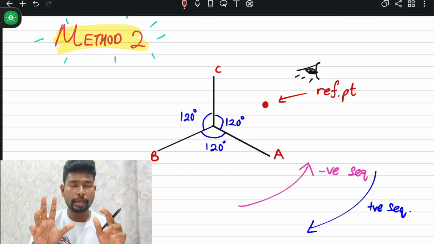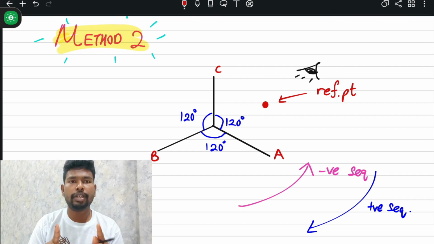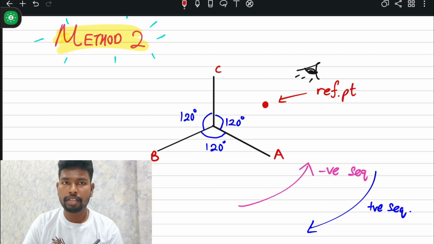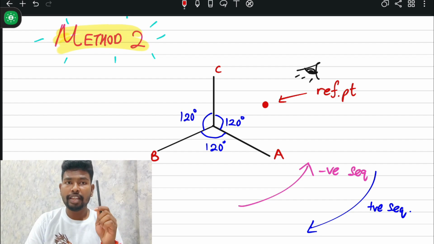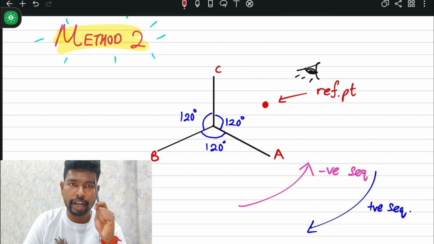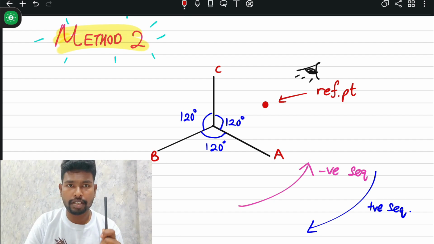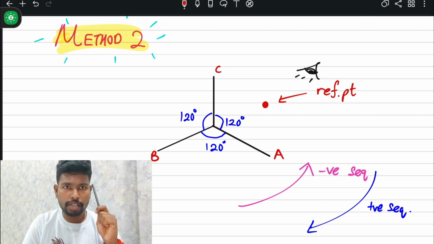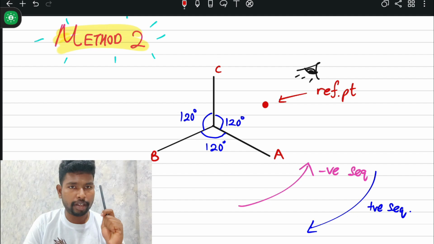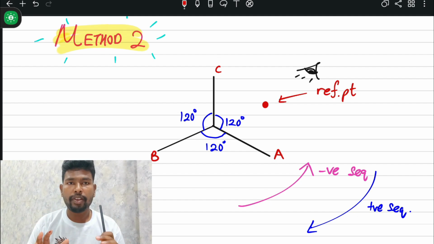Each one of them is separated by a 120-degree angle: A, B, C. But in this case you have to memorize that negative sequence is anti-clockwise and positive sequence is clockwise rotation. This is very important. Please bear it in mind and remember it when you are solving any three-phase problems.